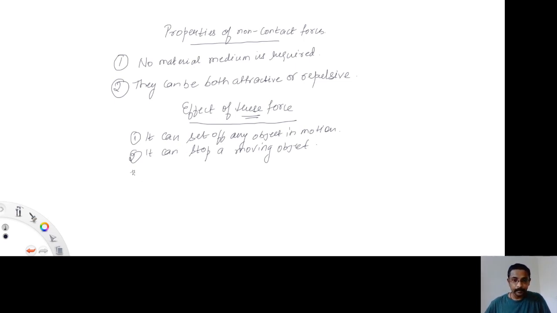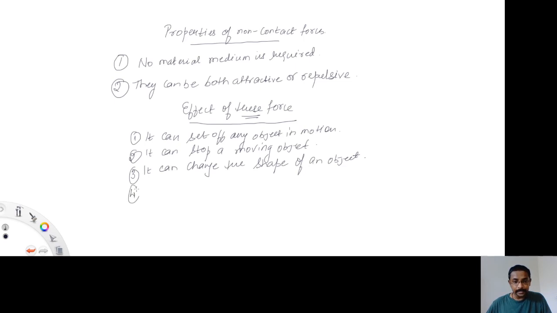And then it can change the shape of an object. Again, another example that you can find in your home. When you take atta, wheat flour, and make a dough, the dough is soft. You can squeeze it, you can pull it, you can twist it, you can convert it into different kinds of shapes. So you can change the shape by the application of forces.